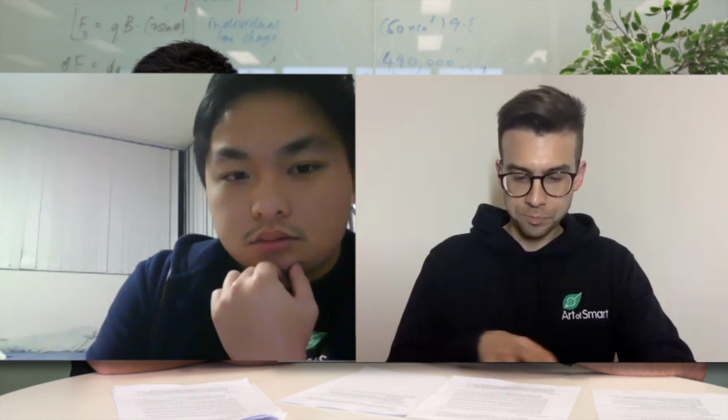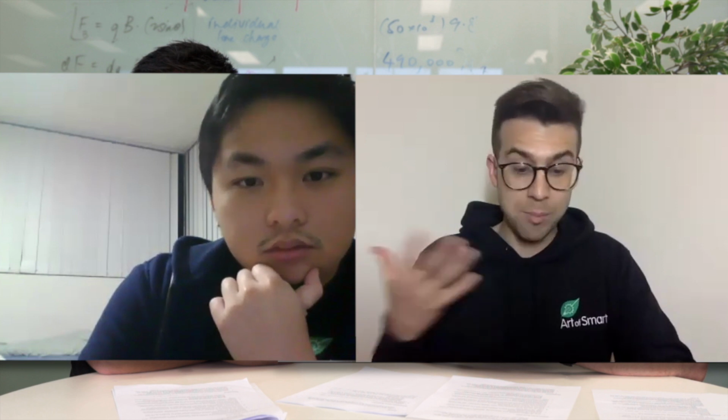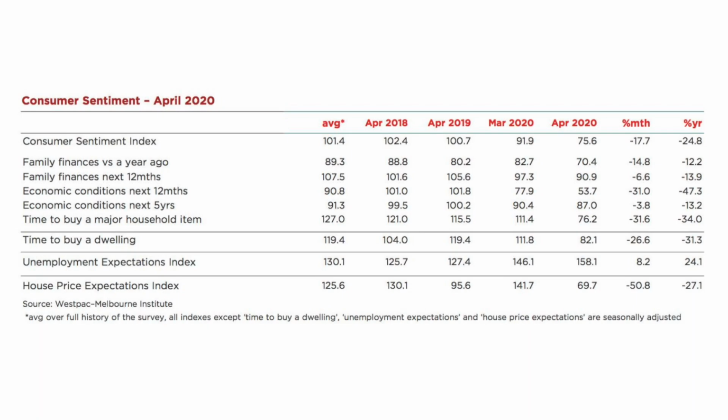Now I think what I found interesting was that if we look at where the biggest shift has been, the way we get to this index is there's actually a number of different things that it attempts to measure, right? It attempts to measure our expectations around finances now versus a year ago, economic conditions over the next 12 months, whether or not it's the right time to buy a major household item, whether or not it's time to buy a dwelling.